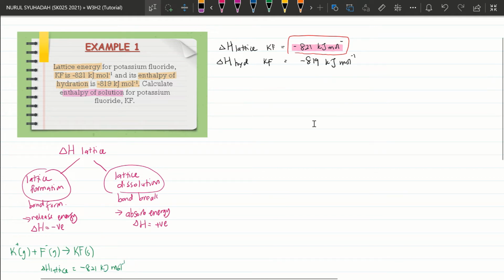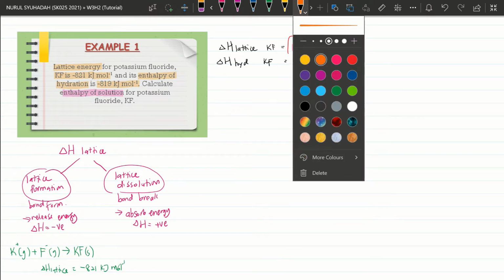Okay, but this is not the one that we're going to use inside our enthalpy of solution. The one that we're going to use is this one. We need to break the lattice, the ionic lattice, for us to get the gaseous ion. So actually, the reverse process of this. Okay, so let me use another color over here. Let me use orange for you.